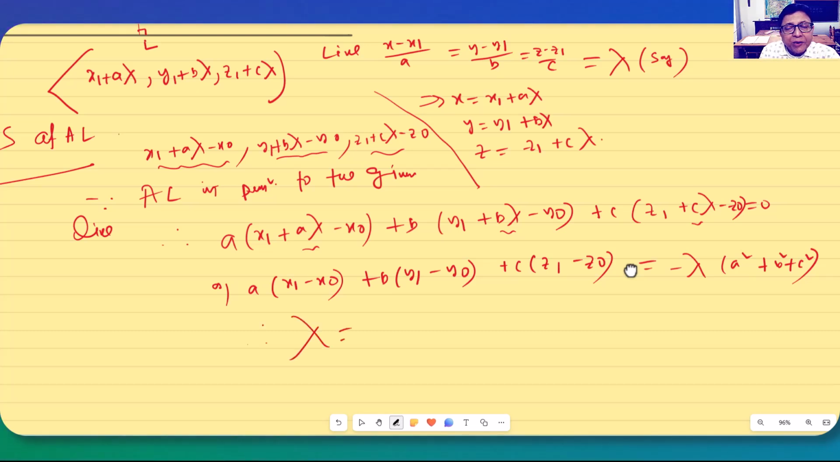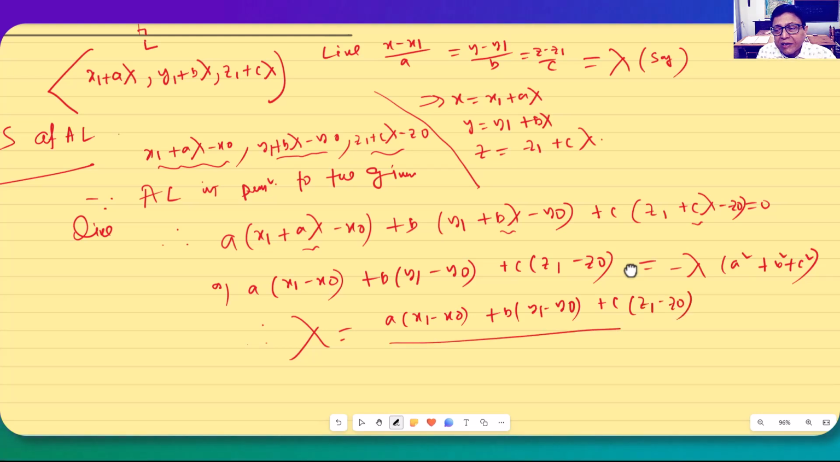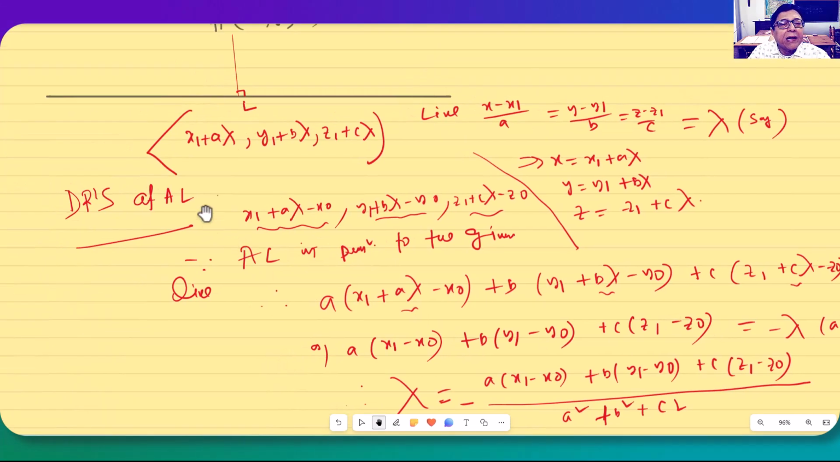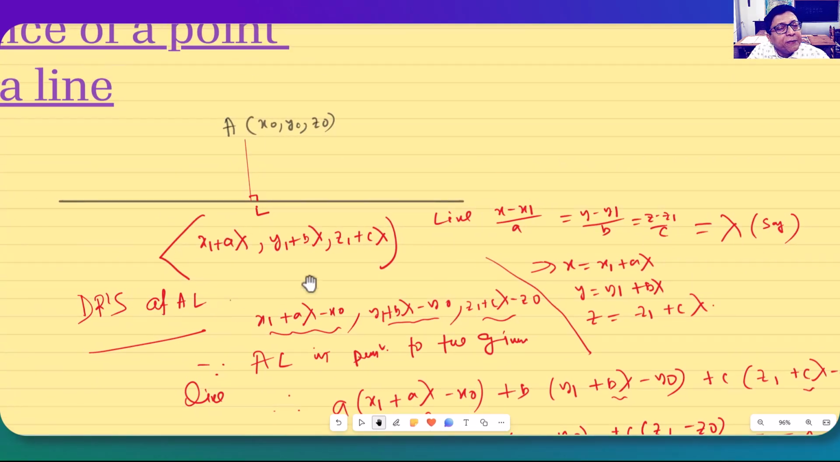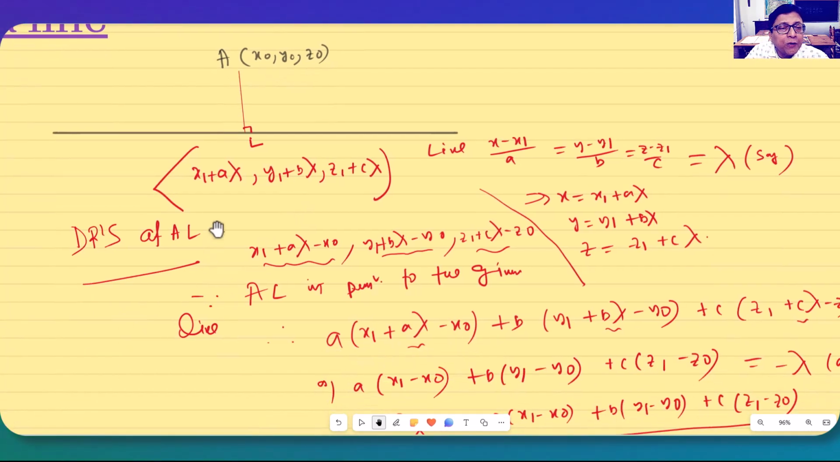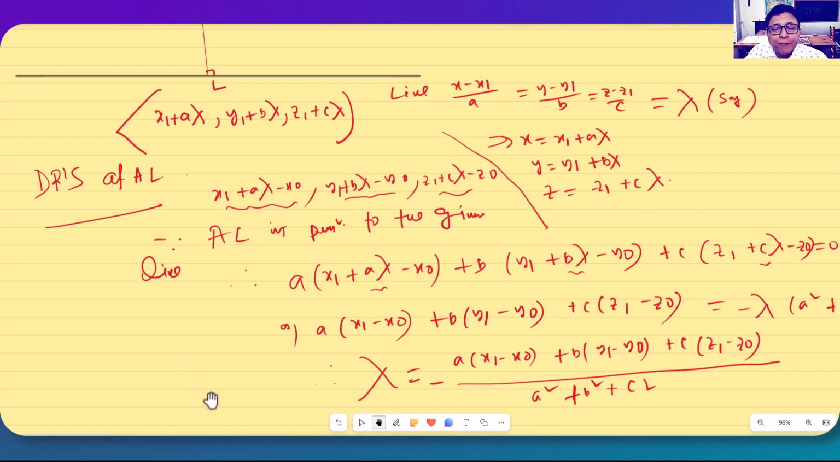So lambda is going to be a into (x1 minus x0) plus b into (y1 minus y0) plus c into (z1 minus z0), divided by a square plus b square plus c square, and the negative of it. Lambda equals minus of this thing. Once we get lambda, the perpendicular distance can be found. One more advantage is that we can get the foot of the perpendicular nicely. You just put the value of lambda there, and you will get the foot of the perpendicular.